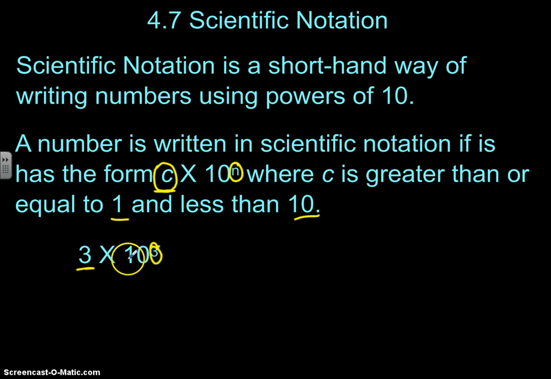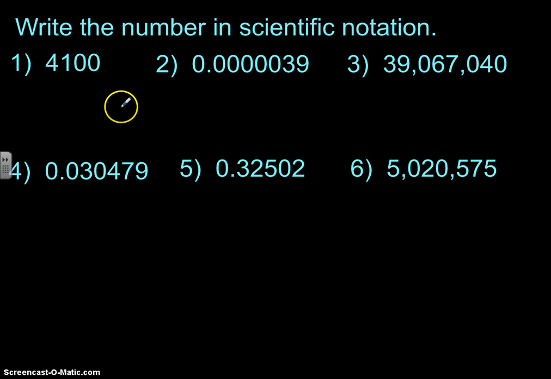Okay, this is a times sign, it's not an x. So this is the old school times sign right here. It's always a times sign. This always goes in scientific notation. This power of 10 always goes. The only thing that changes is the number here and the power of 10. This is always the same. Okay? So, write the number in scientific notation.